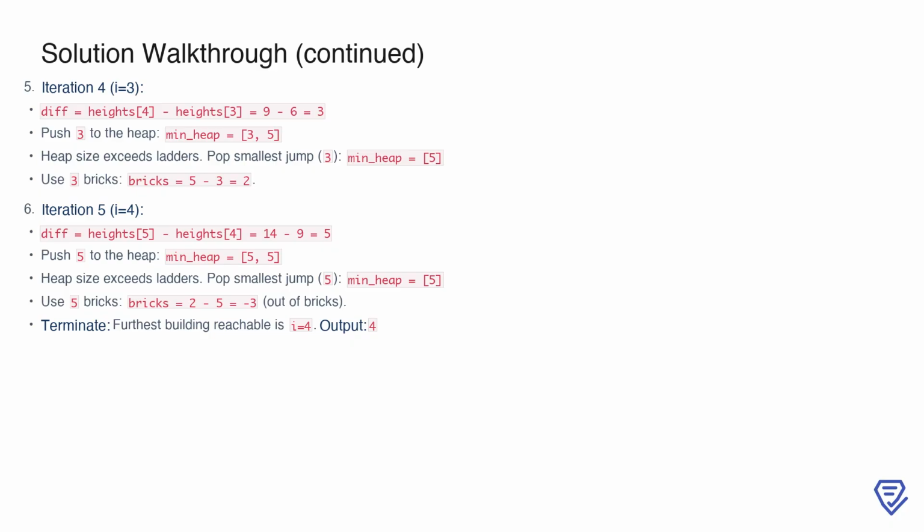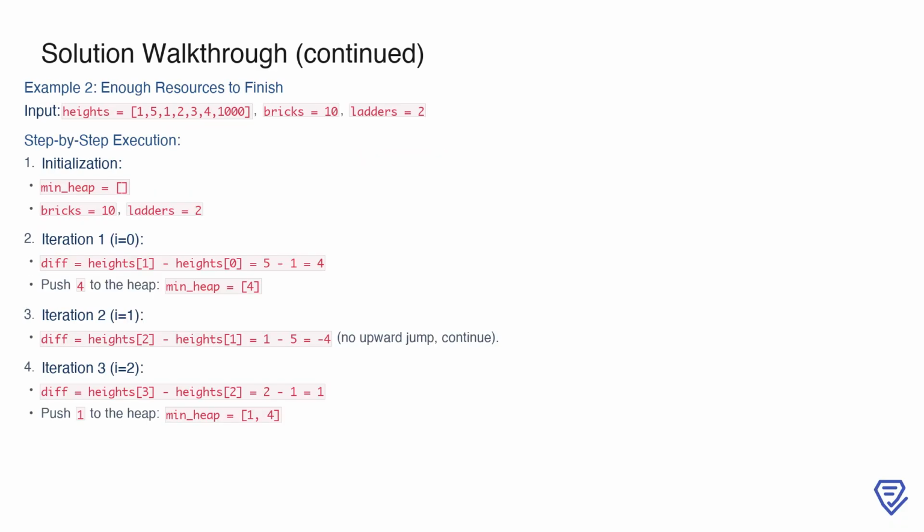In iteration 5, the difference between heights 5 and heights 4 is 5. We push this into the heap, making it 5, 5. Again, the heap size exceeds the number of ladders, so we pop the smallest jump, which is 5. Using 5 bricks for this jump leaves us with -3 bricks, meaning we've run out of resources. At this point, we terminate and conclude that the furthest building we can reach is at index 4. Therefore, the output is 4.